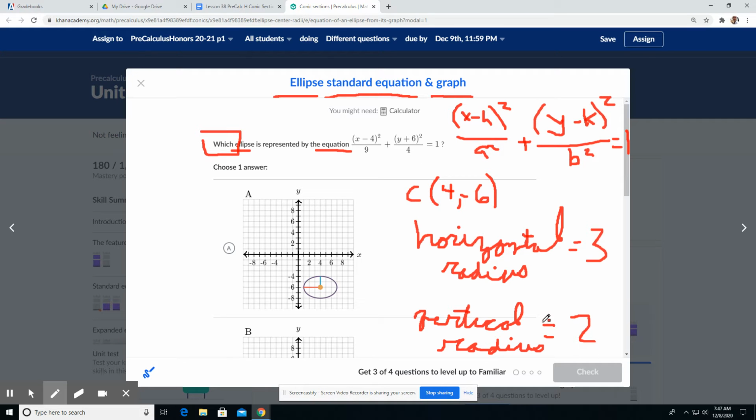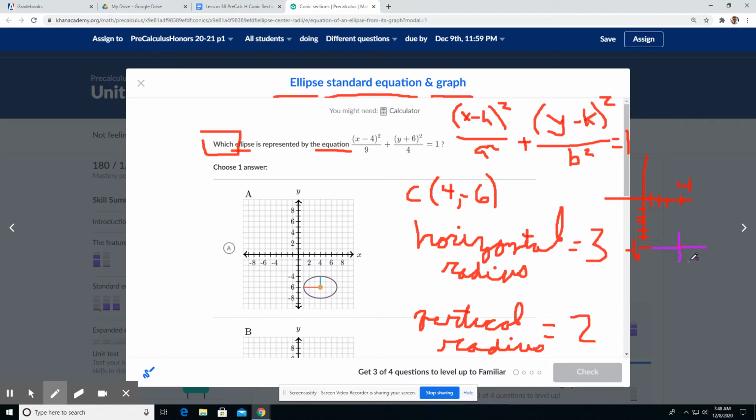All right, we can even graph this if we wanted to, but I like doing it ourselves first, then we can link it together here. So x is 4, 1, 2, 3, 4. Y is -6, 1, 2, 3, 4, 5, -6. And so here's our center. Then we have a horizontal radius of 3. Horizontal is left and right. So that's 1, 2, 3, 1, 2, 3 for the horizontal. And the vertical is 2, 1, 2, 1, 2.